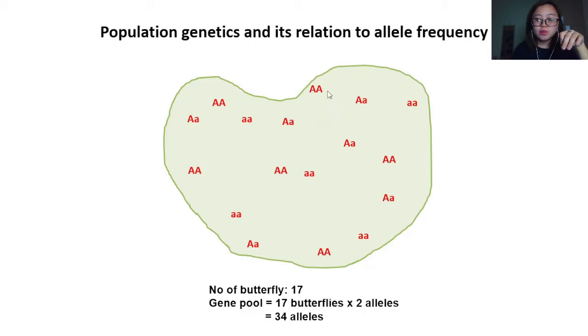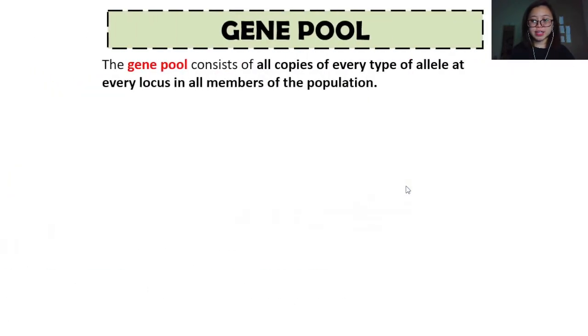The homozygous dominant individuals, big A big A, will contribute 2 dominant alleles. The heterozygous individuals, big A small a, will contribute 1 dominant allele, 1 recessive allele. And the homozygous recessive individuals will give us 2 recessive alleles. Okay, so that will be useful later. Don't worry. We can look at it in the text. Okay, so let's try to calculate one more time.